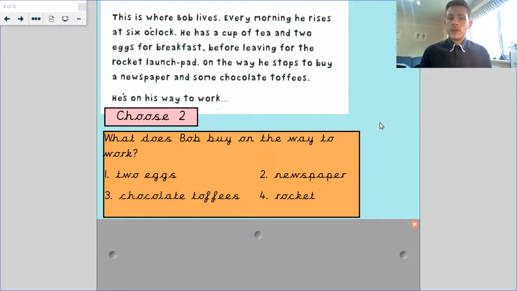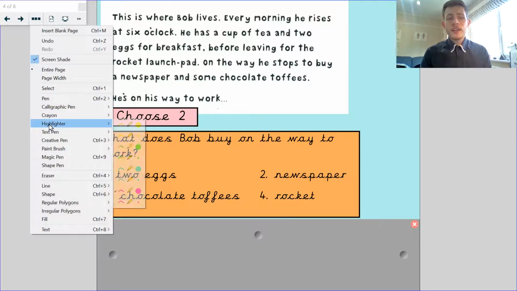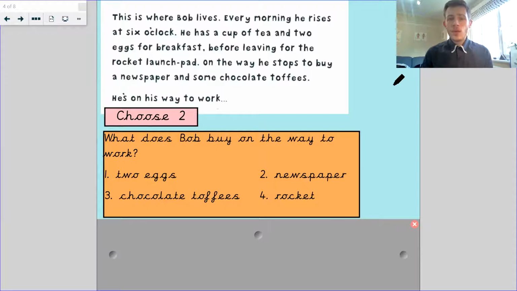This is where Bob lives. Every morning he rises at 6 o'clock. He has a cup of tea and 2 eggs for breakfast before leaving for the rocket launch pad. On the way, he stops to buy a newspaper and some chocolate toffees. He's on his way to work. On the way, he stops to buy. Now that tells me that somewhere around there is going to be my answer.